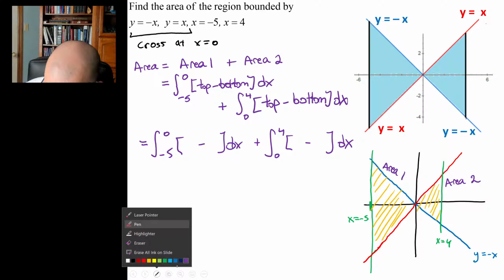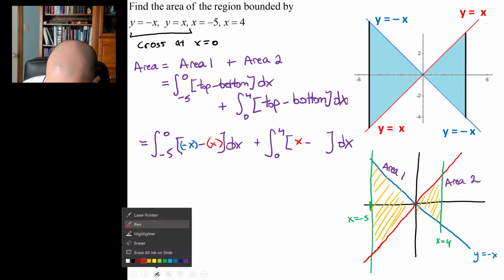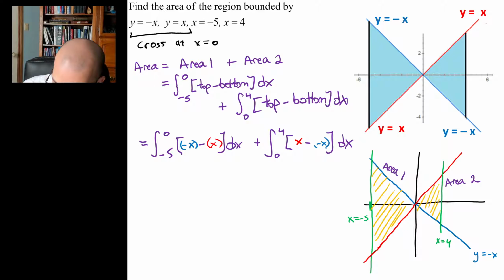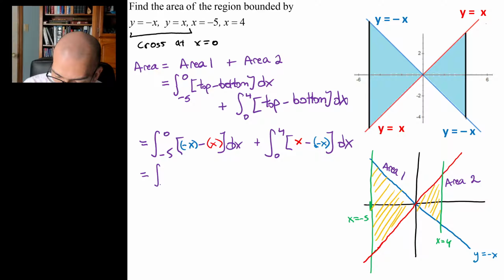Okay, so let's look at the first area on the left-hand side. We have a function on top, which is blue, and the blue one is negative x. And we have a function on the bottom that's red, which is just x. But those roles switch when we go to area 2. Area 2, the top curve is x, and the bottom curve is negative x. Just have to be careful making these expressions accurately. All right, so I'm going to simplify now. We have the integral from minus 5 to 0 of negative 2x.